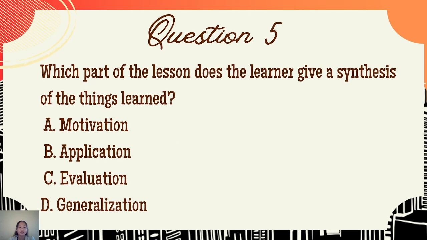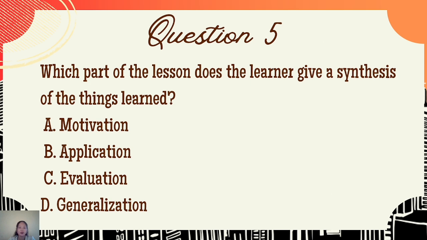Now let's proceed to question number 5. Which part of the lesson does the learner give a synthesis of the things learned? So the correct answer is letter D, generalization. Generalization is the part where students consolidate and summarize the lesson's key points. It helps reinforce learning by connecting it to prior knowledge.